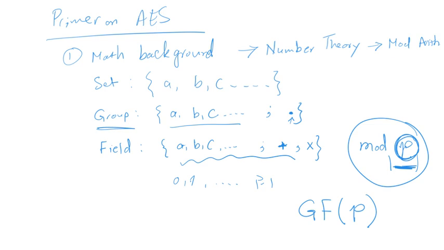Okay, so again, what's a Galois field of a prime number P? It's the set of integer elements, starting from 0 and ending with P minus 1, where P is a prime, and it includes the addition and multiplication operations. That's the Galois field of P. This is the set that includes the numbers from 0 to P minus 1, where P is a prime number, and includes the addition operation and the multiplication operation.